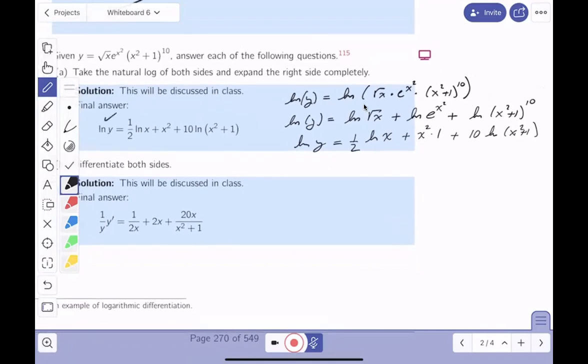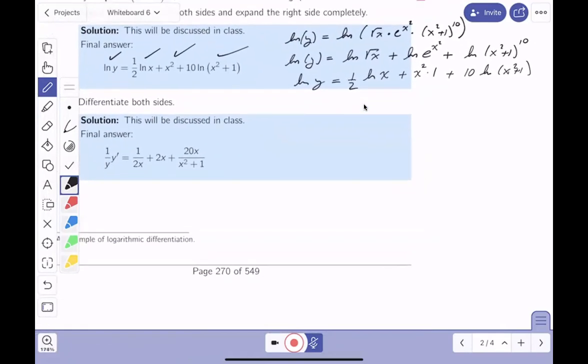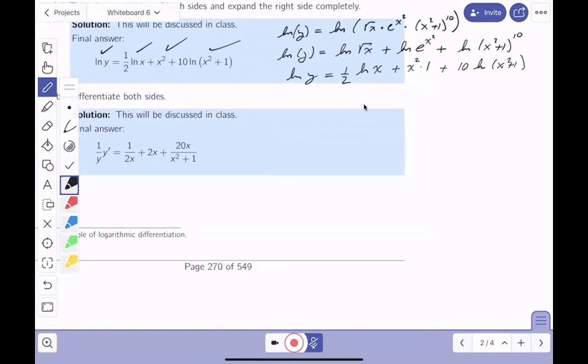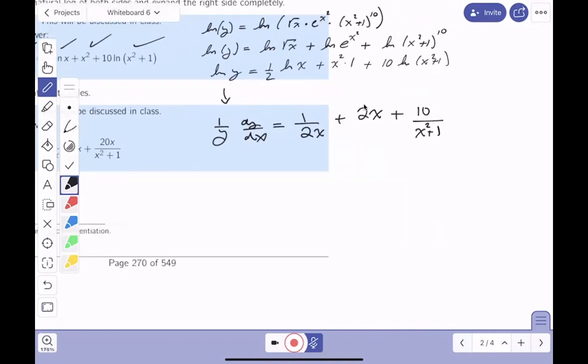So I'm seeing 1/2 ln x. I'm seeing the x squared. I put x squared times 1, still x squared. And I see this. Now what did I say? Differentiate both sides. I can do that. What's the derivative of, and again, we're differentiating both sides now. That's going to be 1 over y dy/dx equals, well, it's going to be 1/2. What's the derivative of natural log? x on the bottom, plus 2x, plus 10 over, derivative of natural log is x squared plus 1 on the bottom, and chain rule times 2x.